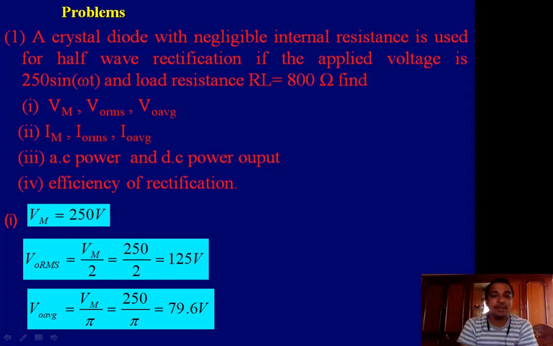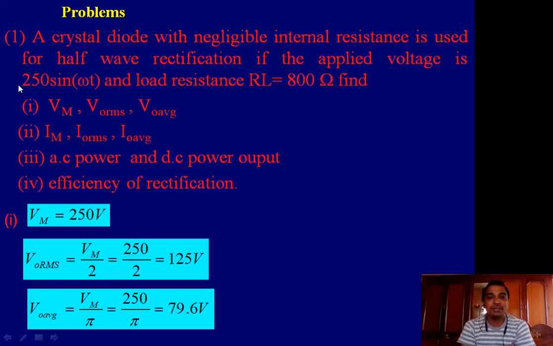The first problem on half wave rectifier: a crystal diode with negligible internal resistance is used for half wave rectification. If the applied voltage is 250 sin omega t and load resistance RL is equal to 800 ohms, find V maximum, V naught RMS, V naught average, I maximum, I naught RMS, I naught average, AC power and DC power outputs, and efficiency of rectification. The analysis part and the results we have already discussed.